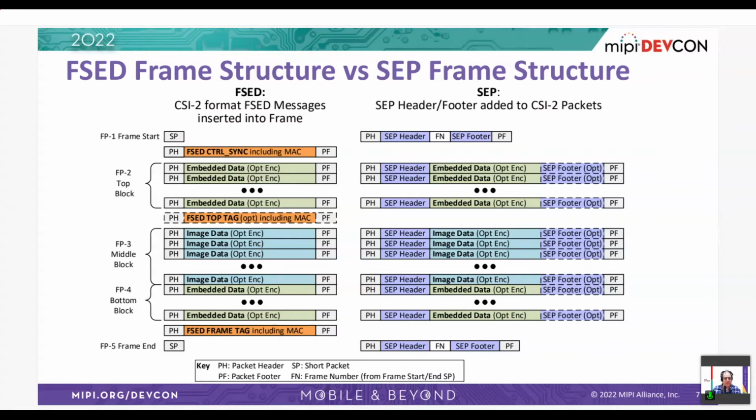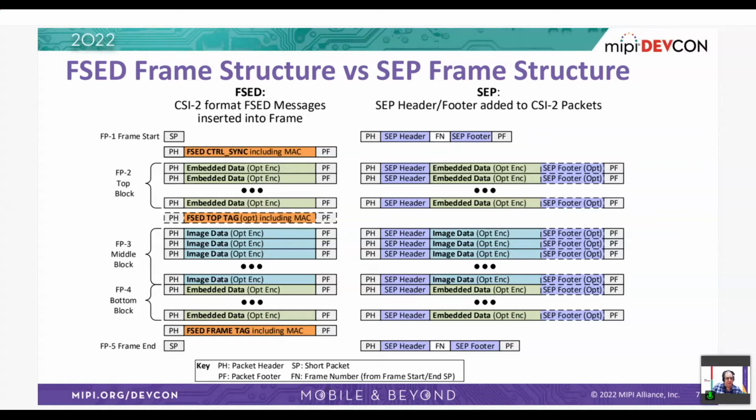We've shown FSED on the left here and SEP on the right. So you'll recognize the frame partition from the previous slide, FP1, FP2, FP3, FP4 through to FP5. In the case of FSED, those frame partitions haven't been altered, with one minor caveat, and that is that you can encrypt the payload if you want. But otherwise, the contents of those frames haven't been altered. There's no new headers or new footers in those packets, but we've introduced new messages which get inserted into the frame.